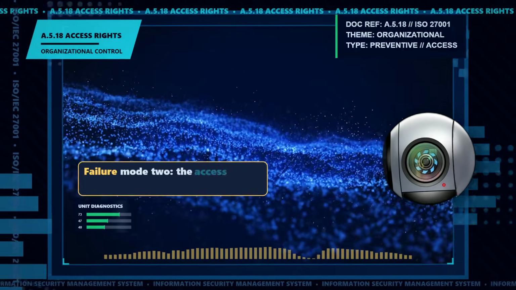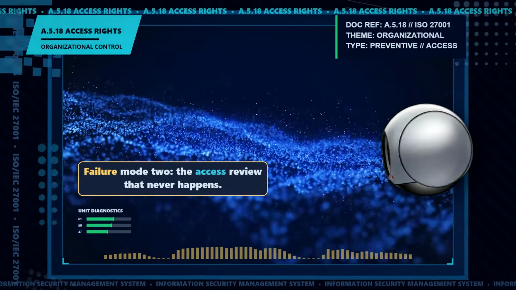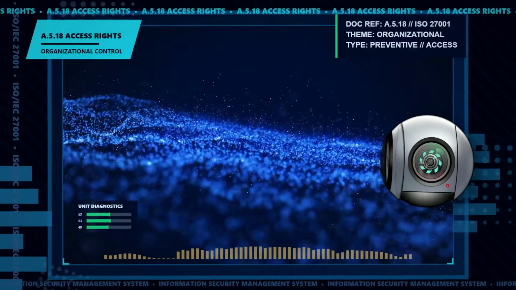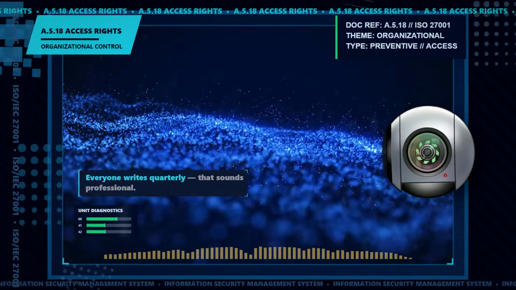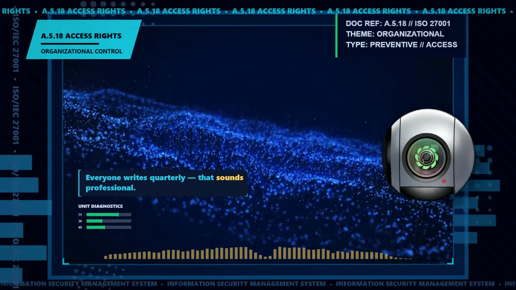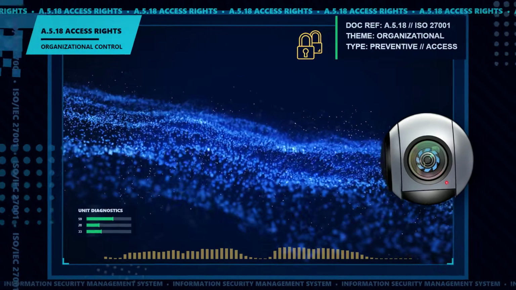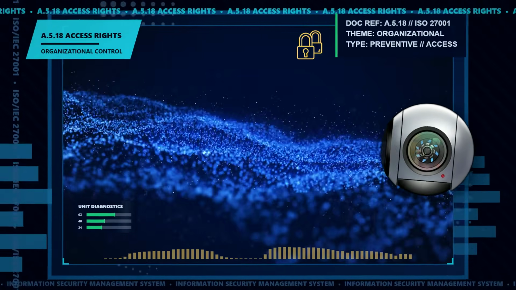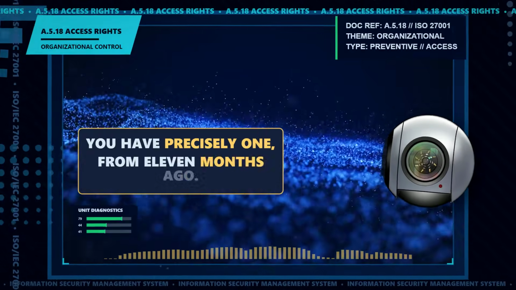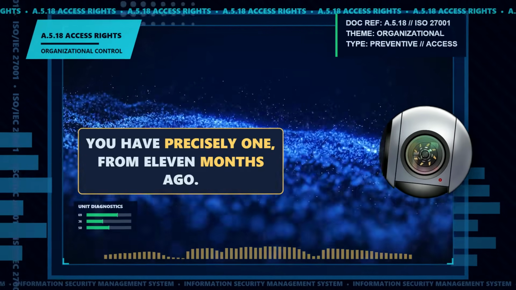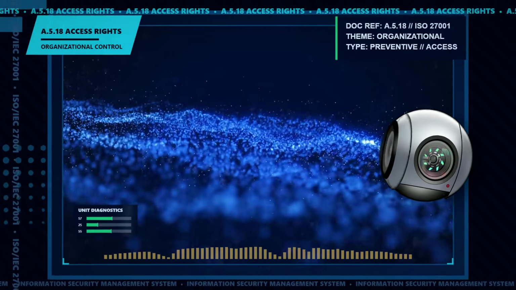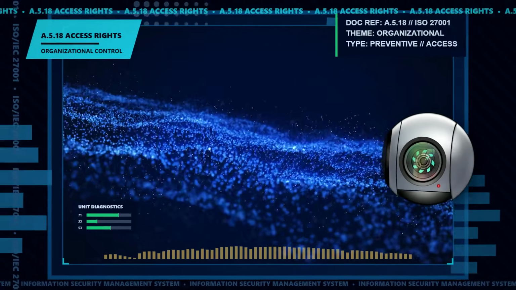Failure mode number 2. The access review that never happens. Everybody writes quarterly in the policy. Everybody, quarterly sounds professional. Then you get to the audit, and the auditor asks for the last 4 reviews, and you have precisely one from 11 months ago in a spreadsheet that somebody started and abandoned halfway down column B.